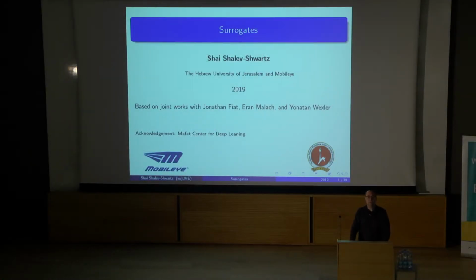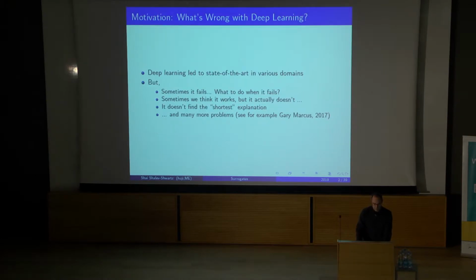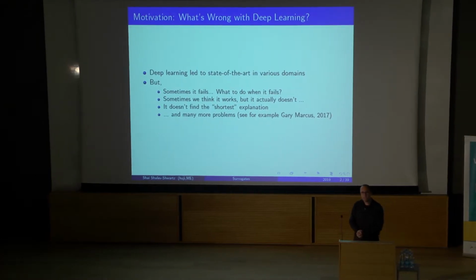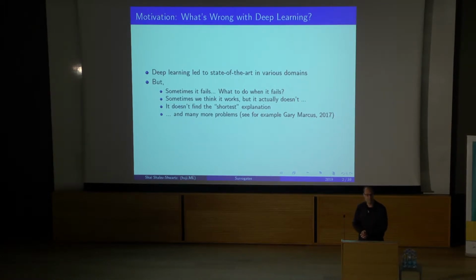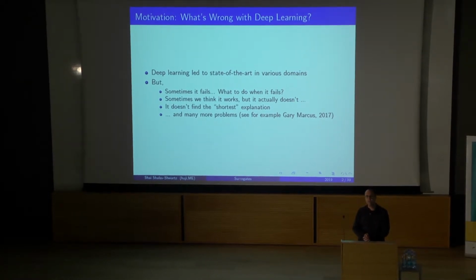So I'm going to talk about surrogates in the context of deep learning. The talk will be based on some works with two of my students, Yonatan Fiat and Eran Malach, as well as with a friend of mine, Jonathan Wexler from Oregon. So I will start with some motivation as to why we need surrogates. The motivation is from practical use of deep learning.